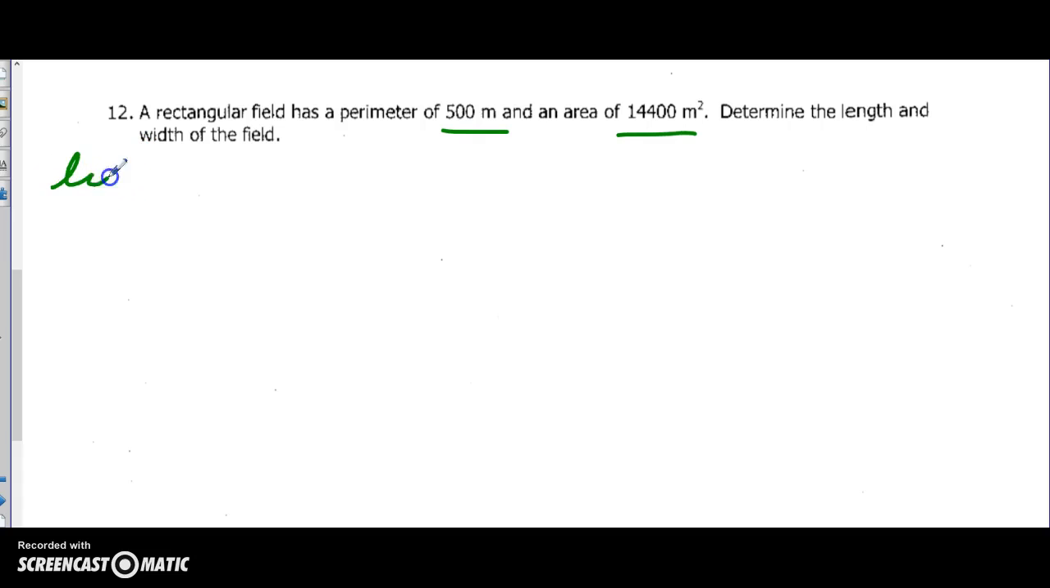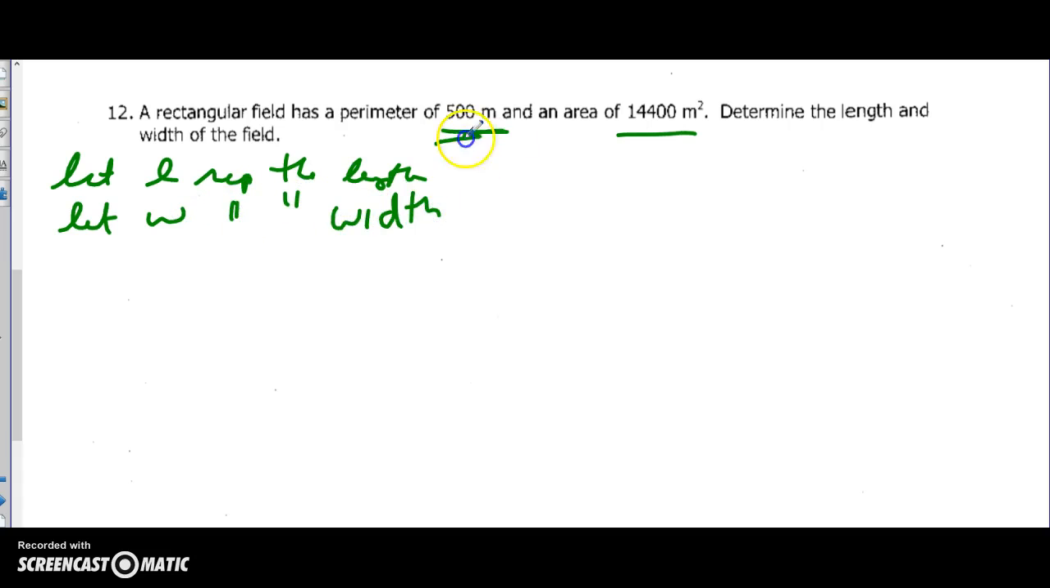Now, we usually start like this. Let L represent the length of the field, and let W represent the width of the field. Two things, they have a perimeter of 500. Remember that if we're going to have width and length, doesn't matter which way they go, it's W and W and L.